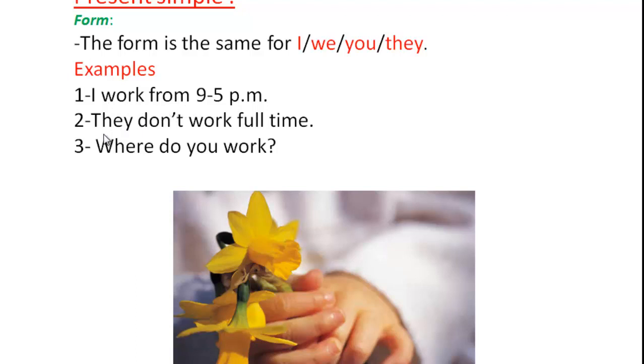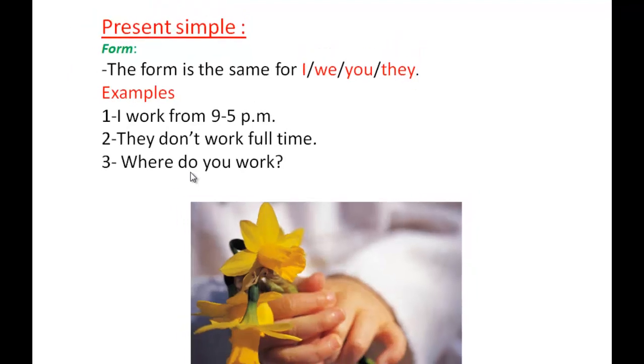The second sentence, they don't work full time. Don't work. Here is the present simple, but in negative. The third sentence is, where do you work? So here we use do to make a question in this sentence.